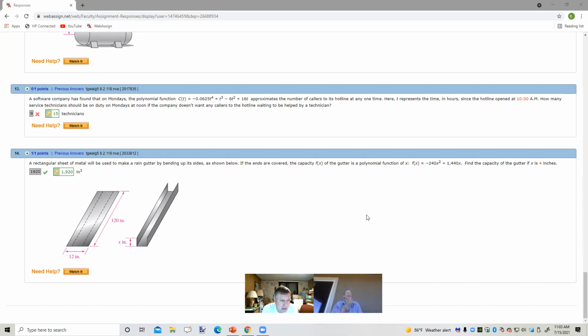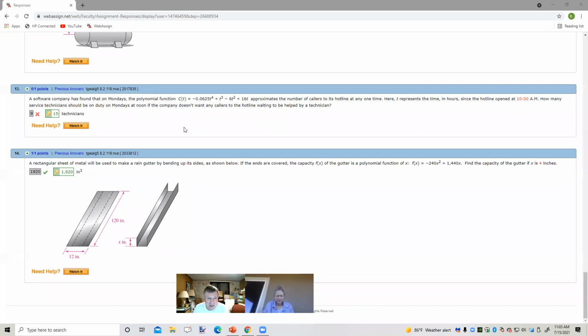Okay, a software company has found that on Mondays, the polynomial function approximates the number of callers on its hotline at any time. Here, T represents the time in hours since the hotline opened at 10 a.m. How many service technicians should be on duty on Mondays at noon if the company doesn't want any callers to the hotline waiting to be helped by a technician? So basically they're asking how many technicians they need 2 hours after they open. It opens at 10 a.m. and we're talking about noon, so that's 2 hours later. So what they want us to find is C of 2. In other words, time T is going to equal 2 hours.